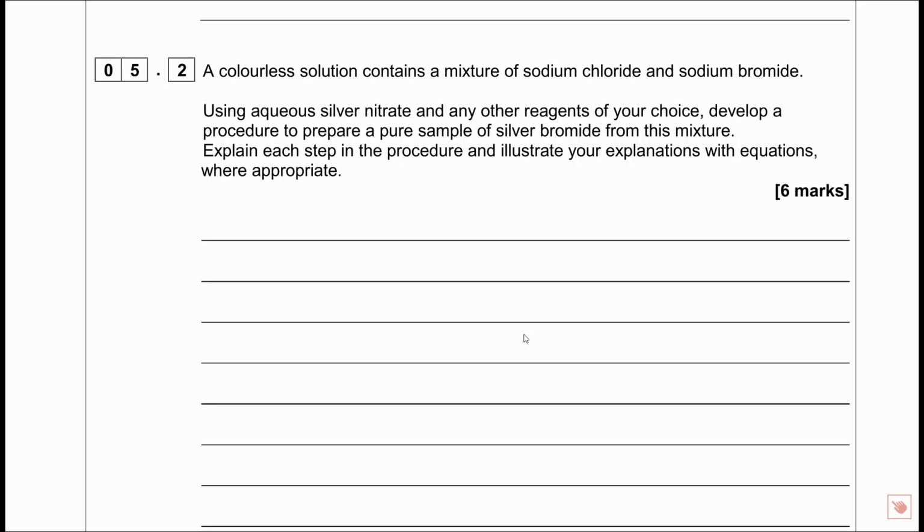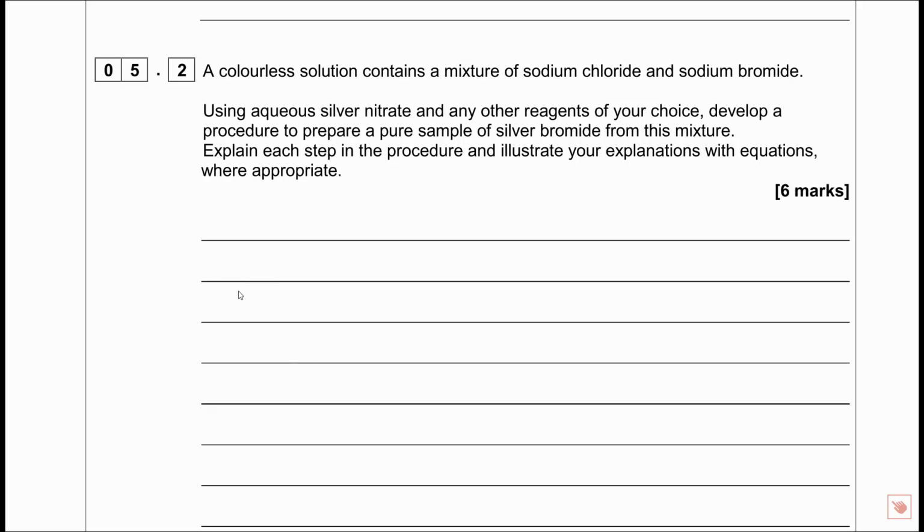Or 2 stages are done very, very well. Then generally it's coherent, but it's not very logical still. Level 3 is where we're looking for everything being completely logical, all explanations being absolutely correct, and all of that nice stuff there. So, we've got 3 stages basically that we've got to account for here, because what we're doing is we're using silver nitrate and any of the reagents to prepare a pure sample of silver bromide from the mixture of sodium chloride and sodium bromide.